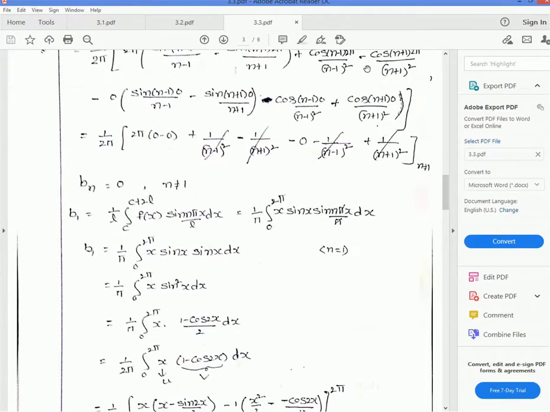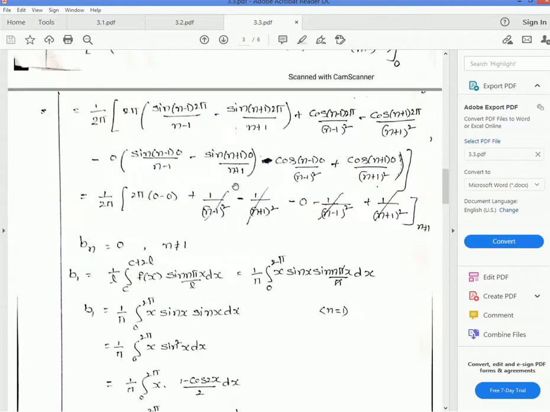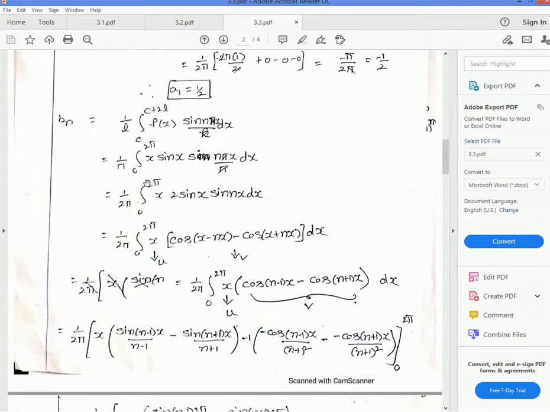So this is possible only if n is not equal to 1. So in this result if n is 1, 1 minus 1 is 0, this is undefined. So now again we have to find the b1 value. Substitute n equal to 1 in this b_n result. This is b_n, 1 by pi, x into, or we can write 1 by 2 pi, 0 to 2 pi, x into 2 sin x into sin x. So if n is 1, 1 by 2 pi, 0 to 2 pi, x into 2 sin x into sin x, that gives 2 sin square x.